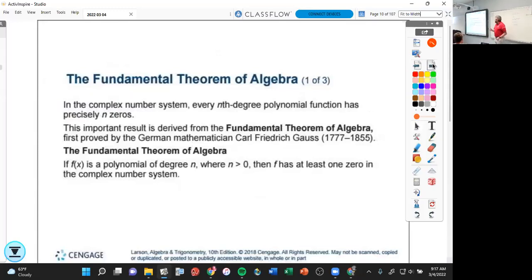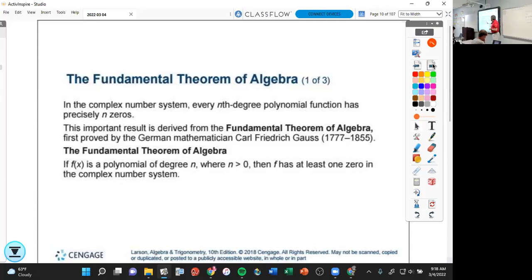So here's the fundamental theorem of algebra right here. In the complex number system, an nth degree polynomial has exactly n zeros. There it is. That's the fundamental theorem of algebra. So whatever n is, that's how many solutions there are. Is that how many real solutions there are? No. I'm talking about the complex numbers. In the complex set, that's how many answers there are.